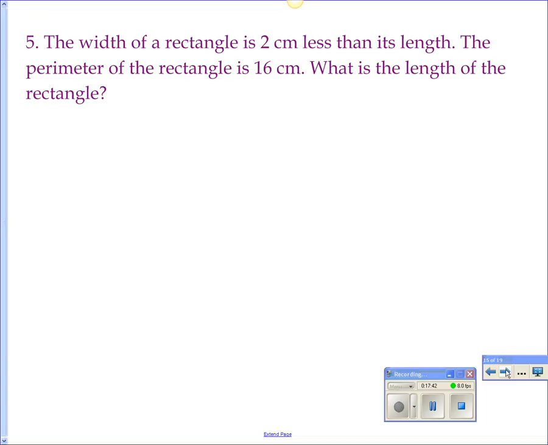All right, number 5, the width of a rectangle is 2 centimeters less than the length. The perimeter of the rectangle is 16. What is the length of the rectangle? Faith, help me with the first step. Okay, what do you want to make them? If you switched them, you're going to get the same answer, just switched. All right, so if you switched them on your paper, that's fine. Okay, Elijah, help me with the next step.